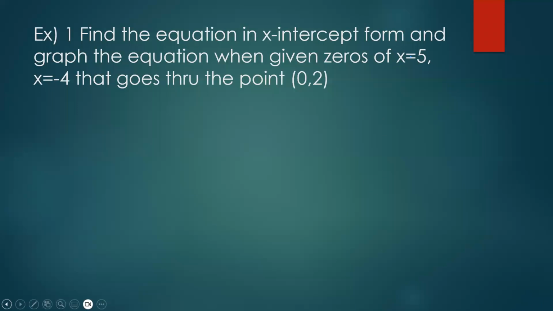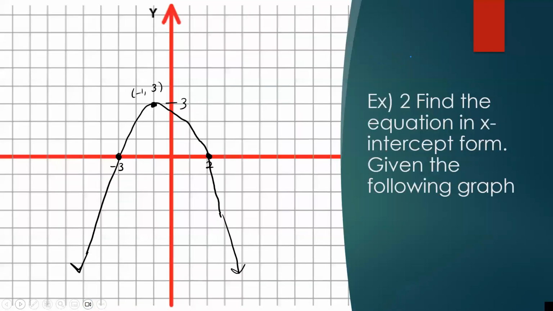So that's example 3. Okay, example 2. So this time they give us a graph. On example 2, it says find the equation in X-intercept form given the following graph. So we don't have to graph it. We just got to find the equation in X-intercept form.